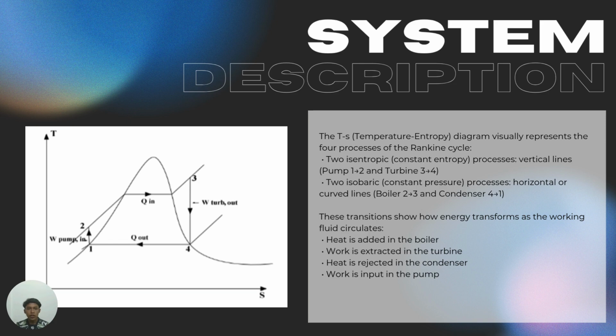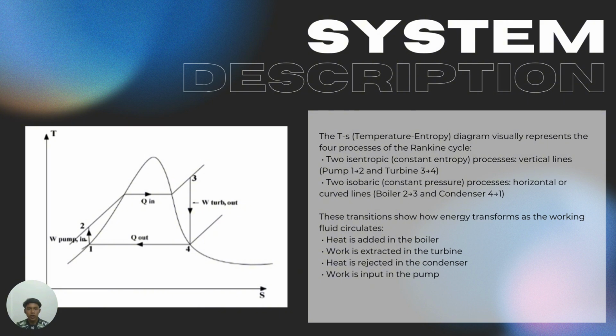This is the TS diagram, or temperature versus entropy diagram. It provides a thermodynamic view of the cycle. This diagram shows two vertical lines that represent the isentropic processes, which are in the pump and turbine, and two horizontal or curved lines representing isobaric heat transfer, which are in the boiler and condenser.